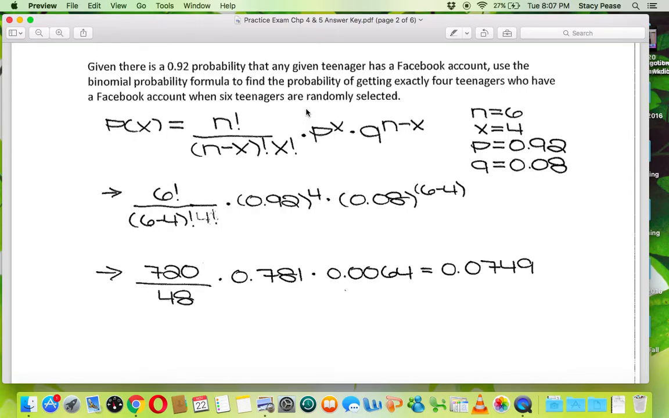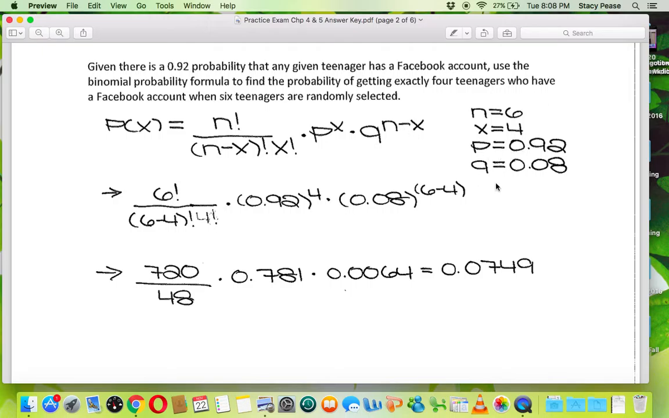So our binomial equation is the probability of x, and our x in this case is 4, equals n factorial divided by n minus x factorial times x factorial. And then all of that together is then multiplied by your probability of success, raised to the power of x, times the probability of failure raised to the power of n minus x.